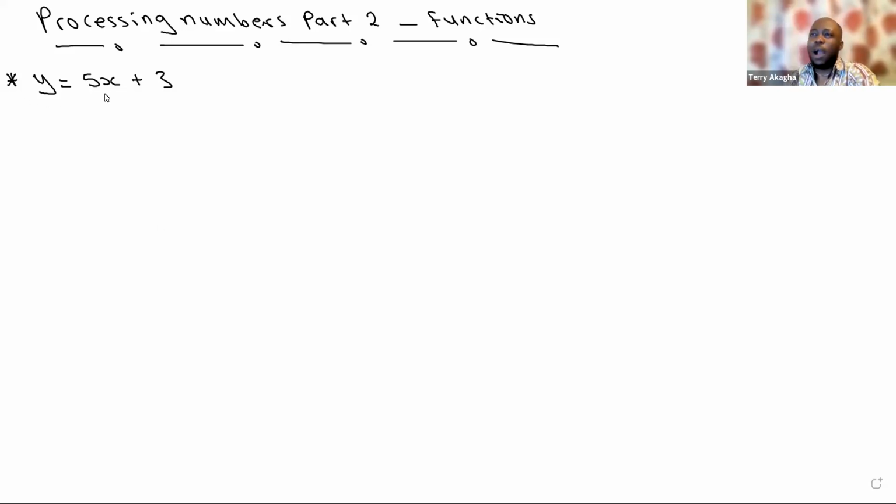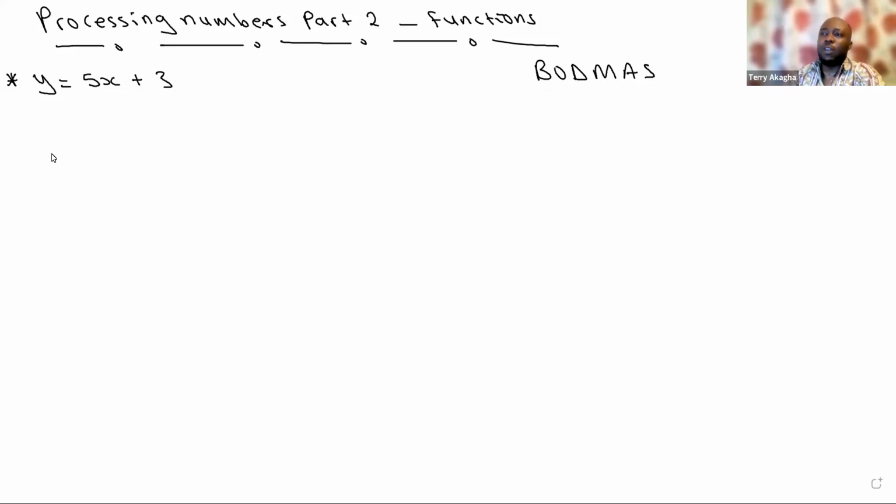So I have here y is equal to 5x plus 3. So how will you solve it? Basically, this kind of question and processing numbers follow the same BODMAS. If you remember what we said about BODMAS, please watch my next videos on this. I want to have videos on how to process numbers with BODMAS. So you do the brackets first, orders, division, then you multiply, you add and subtract.